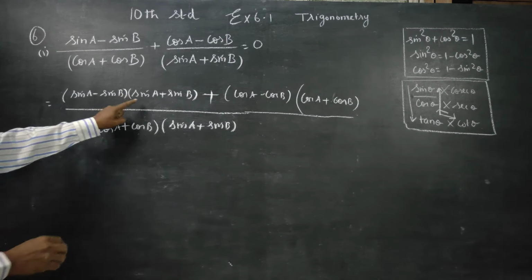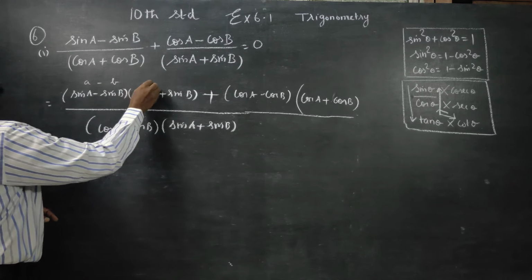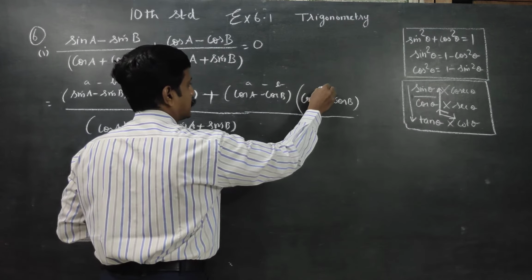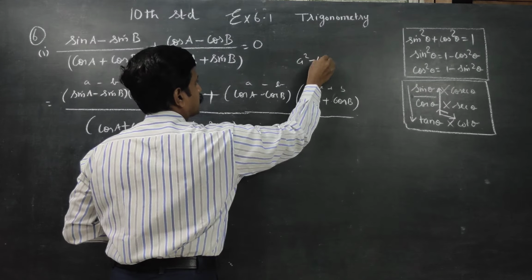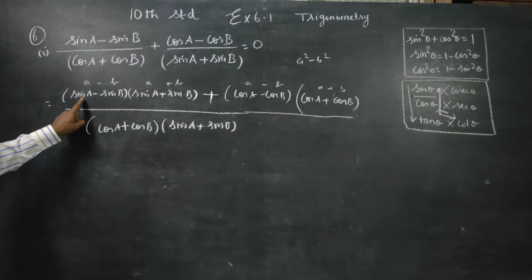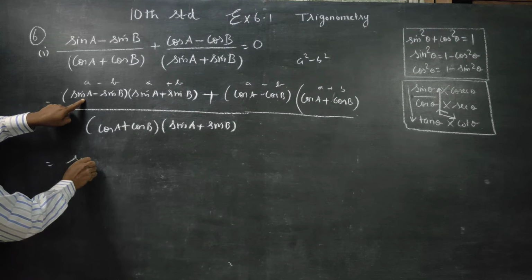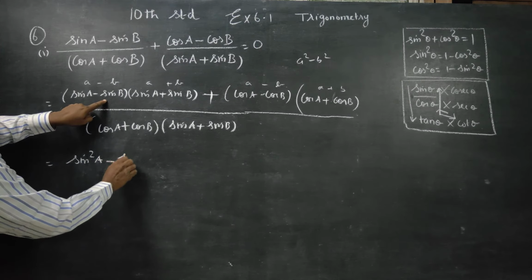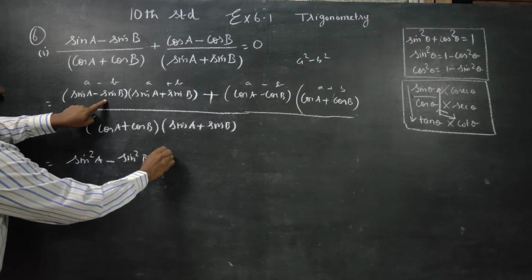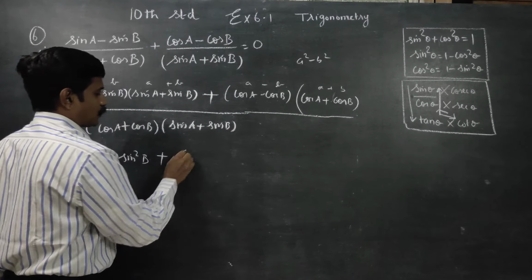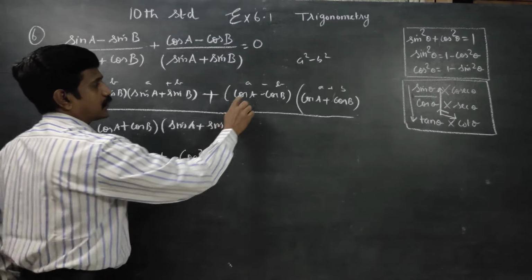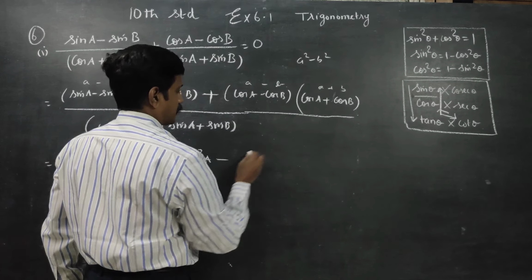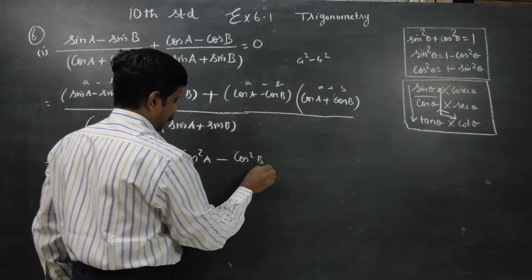This is an algebra formula: A minus B into A plus B. What formula? A square minus B square. What is my A square? Sin square A minus sin square B plus cos square A minus cos square B.